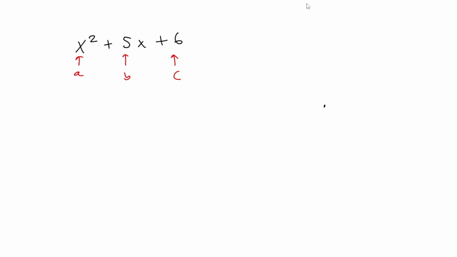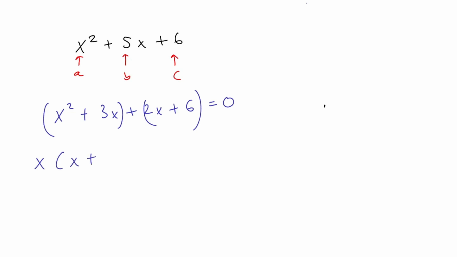So now we can rewrite this as x squared plus 3x plus 2x plus 6. Now what we need to do is set this to 0, since we're factoring it. Now, let's break this out into groups here. And now let's take out the common factor. In this case, it's going to be x. So we take out x, and we have x plus 3.